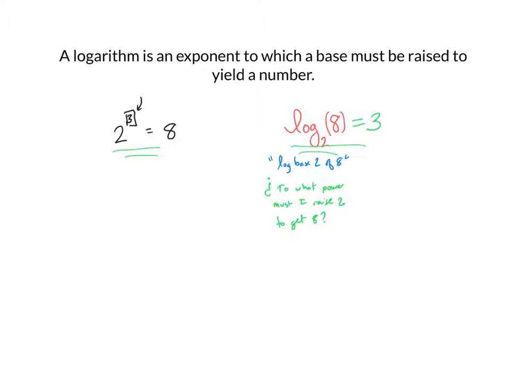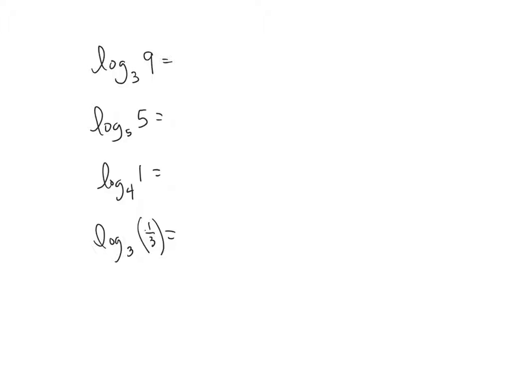So I'm going to go to the next screen. I'm going to talk about a few of these logs that you can do in your head. So log base 3 of 9 says, to what power must I raise 3 in order to get 9? That power, of course, is 2. And the reason is because 3 squared equals 9. Log base 5 of 5 says, what power do I have to raise 5 to in order to get 5? That power, of course, is the first, because 5 to the first is 5.